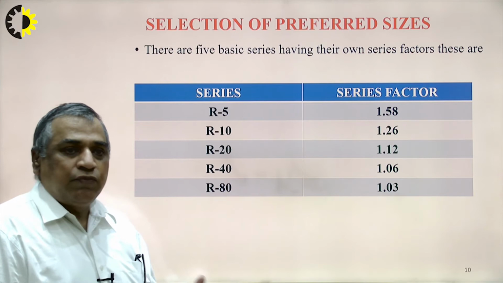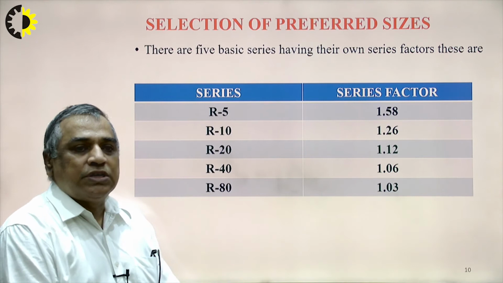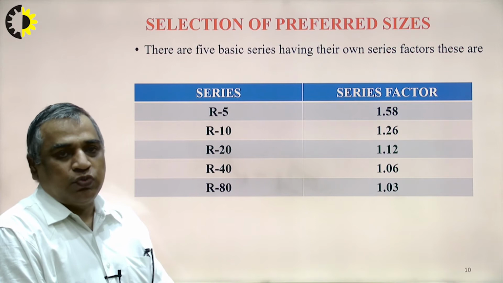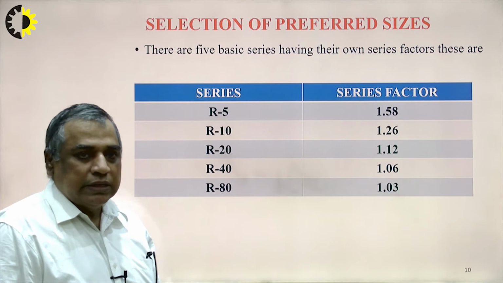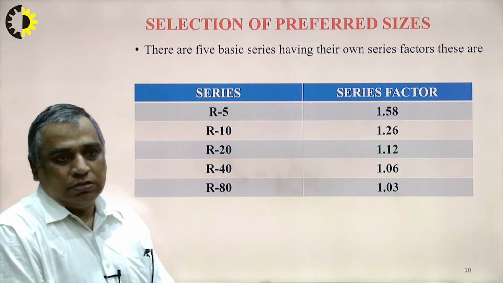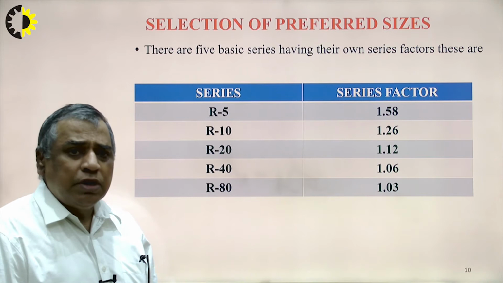If any manufacturer starts his business, the very first series he must choose is R5, with which the gaps between successive sizes are large. As the product gets popular, he will need to put in intermediate sizes. Then he has to move from R5 to R10, and then similarly from R10 to R20, and the number of models may be increased as the product becomes popular.